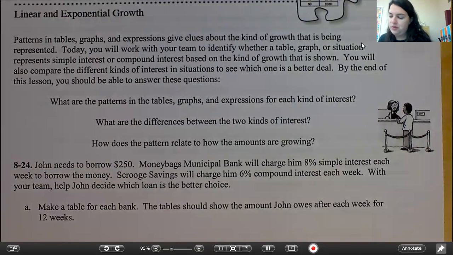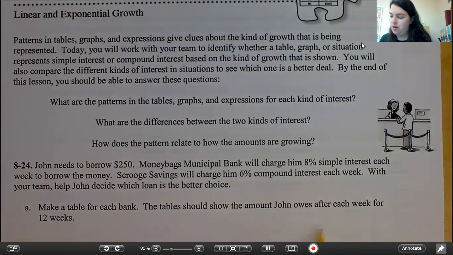John needs to borrow $250. Moneybags Municipal Bank will charge him 8% simple interest each week to borrow the money. Scrooge Savings will charge him 6% compound interest each week. With your team, help John decide which loan is the better choice. Make a table for each bank. The table should show the amount John owes after each week for 12 weeks.